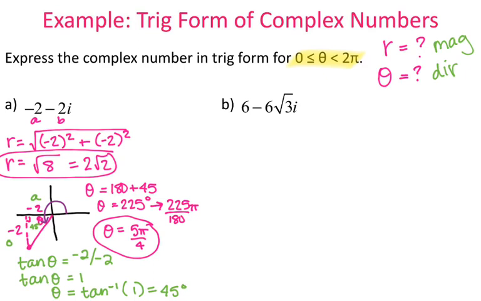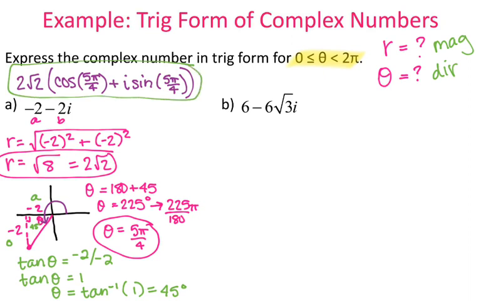So my r was the square root of 8 or 2 root 2, whichever one you want to use. I'm going to go with 2 root 2. I'm writing my answer at the top because I ran out of space on the bottom. So I have r times cosine of theta, which is 5 pi over 4, plus i sine of theta, which is 5 pi over 4. And this right here, ladies and gentlemen, is the complex number written in trig form.